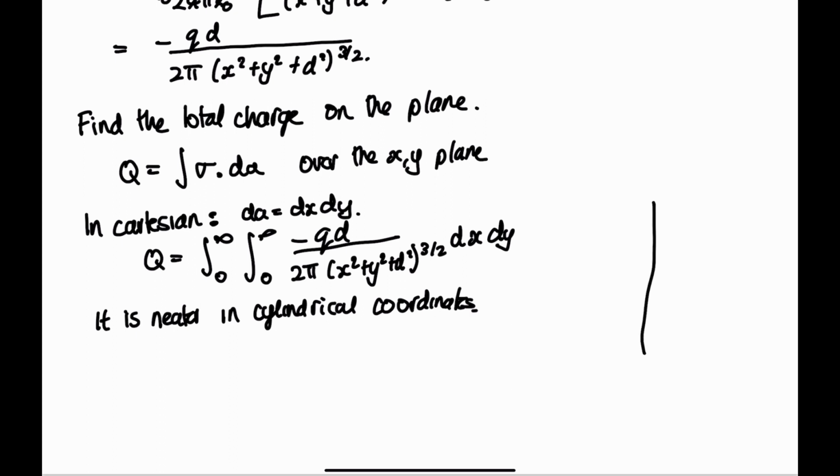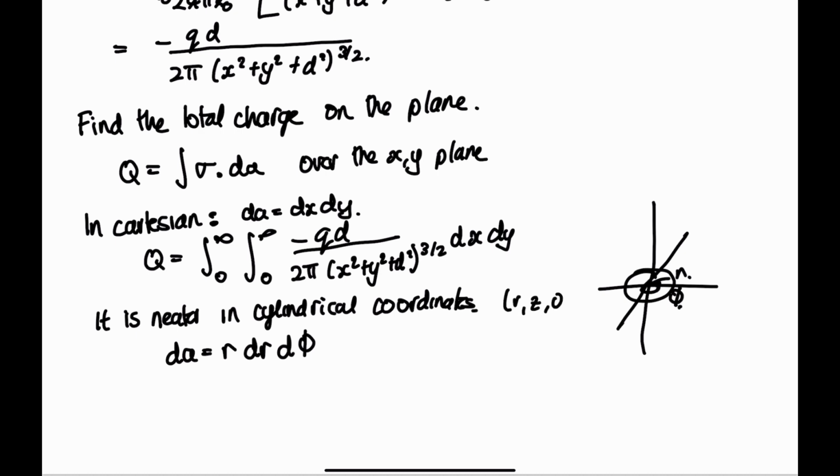Remember, in cylindrical coordinates, we're not worrying too much about z in this case because it's over the xy plane. So we've got r and we've got phi. And so in cylindrical coordinates, dA is equal to r dr d phi, because this is the surface that we're integrating over, because z is just 0. Cylindrical coordinates have r, z, and phi, and z is constant in this case at 0. So this is r dr d phi, and we've got x squared plus y squared equals r squared, which is why this becomes slightly simpler.